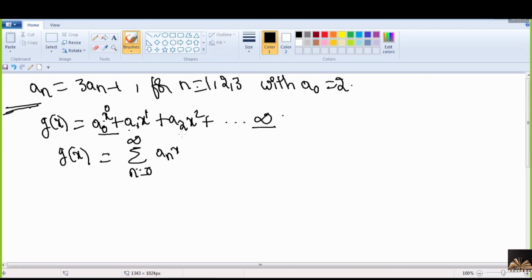Whatever is there in the suffix, the same we have in the power. So you can write it as an into x power n, and the closed form of this g of x is equivalent to 1 by 1 minus ax. So let these be equation numbers 1, 2, 3.